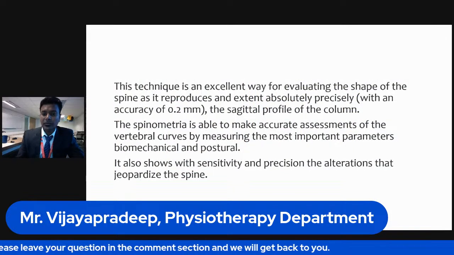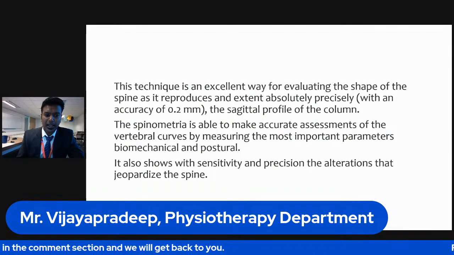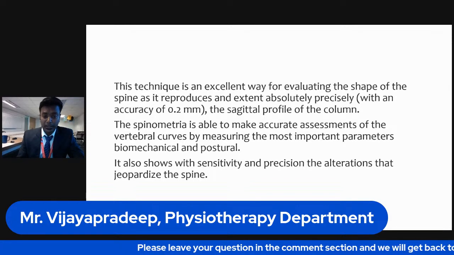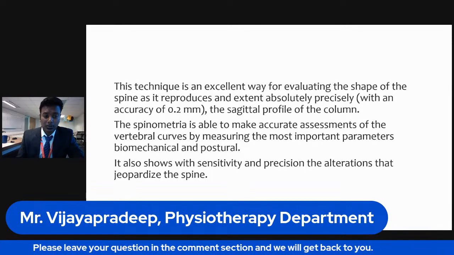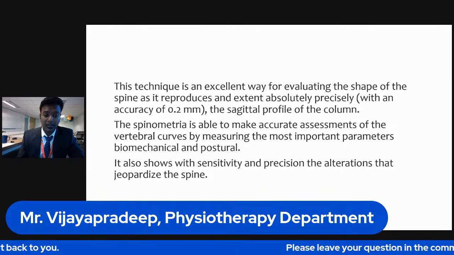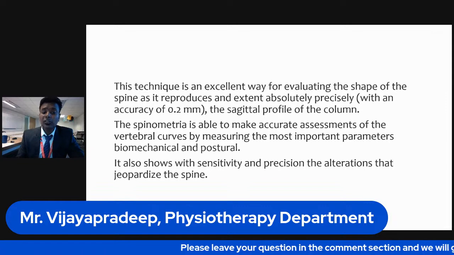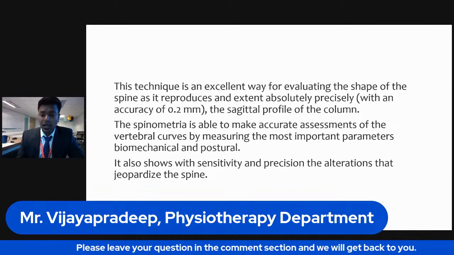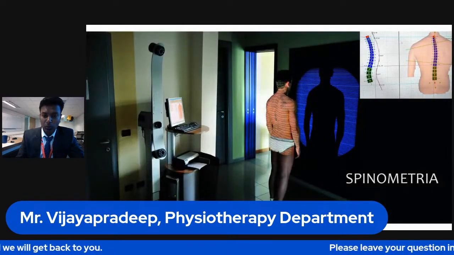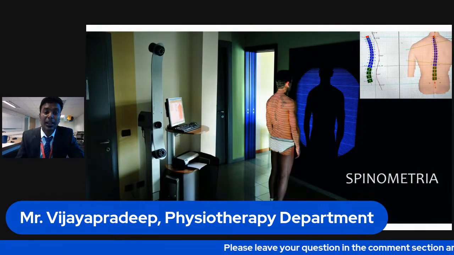It is an excellent way of evaluating the shape of the spine, as it reproduces the extent absolutely precisely, accurately to 0.2 millimeter, the sagittal profile of the column. Spinometry is able to make accurate assessments of the vertebral curves by measuring the most important biomechanical and postural parameters. It also shows with sensitivity and precision the alterations that jeopardize the spine. So this technique can be extremely helpful to know about a person's spinal alignment.